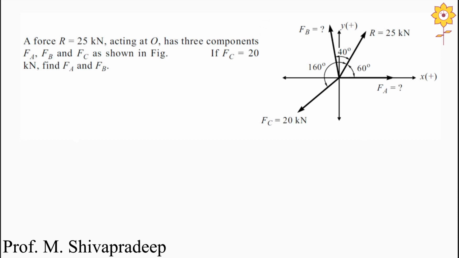So a force resultant R is given as 25 kilonewton acting at point O. So we have an origin point O with three components. So the resultant has three components, that is FA, FB and FC. So it is already shown in the figure, and we have to find out FA and FB if FC is 20 kilonewton. So they have given one force, that is 20 kilonewton, and the other forces, that is FA and FB, we have to find out.